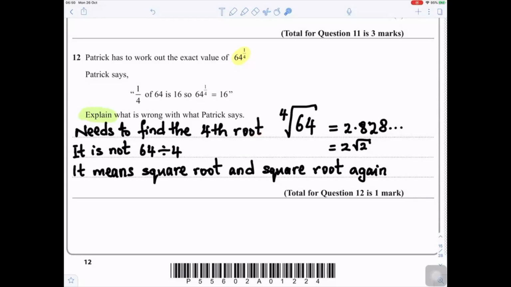64 to the power 1/4 is not 64 divided by 4. It means square root and square root again. So 64 to the power 1/4, the 4th root, means square root and square root again.